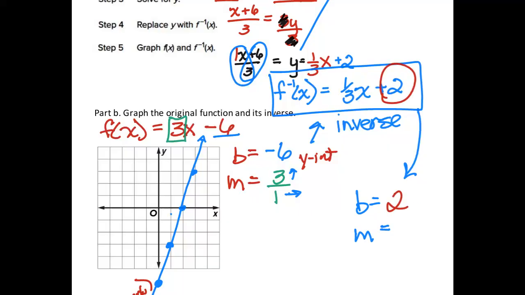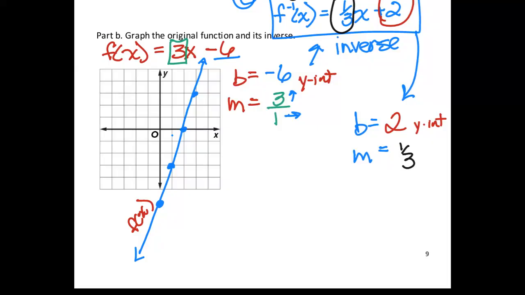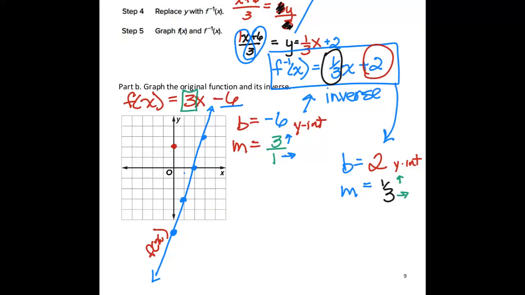So this is the y-intercept. And my slope is 1/3. That's in front of the x. So on that same graph, I'm going to be at a y-intercept of 2. And my slope says I am going up 1 and to the right 3. So from that point, up 1 to the right 3. Up 1 to the right 3.